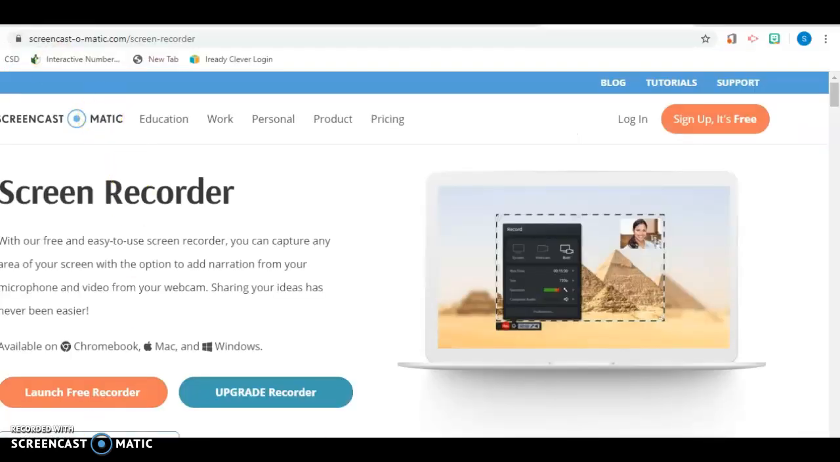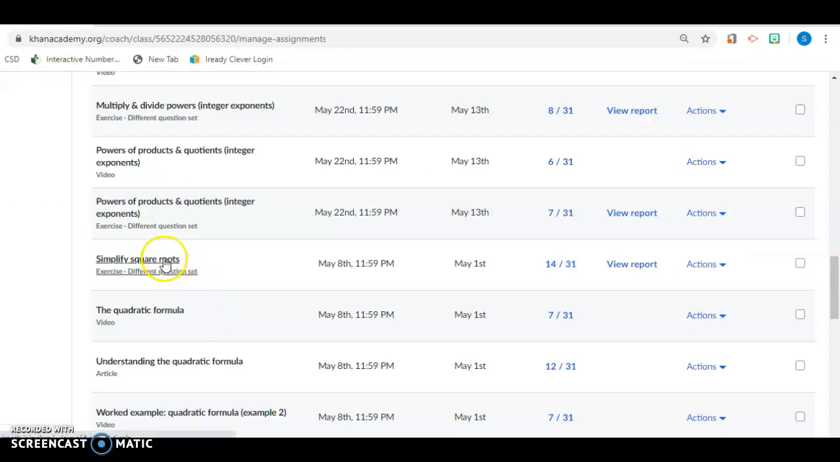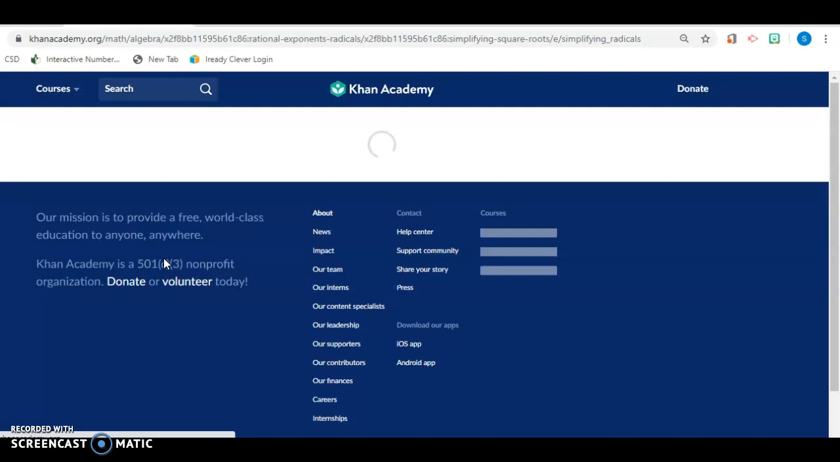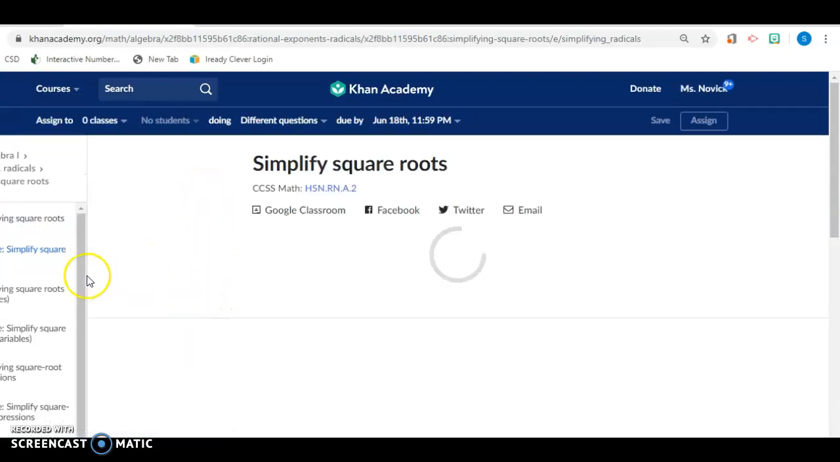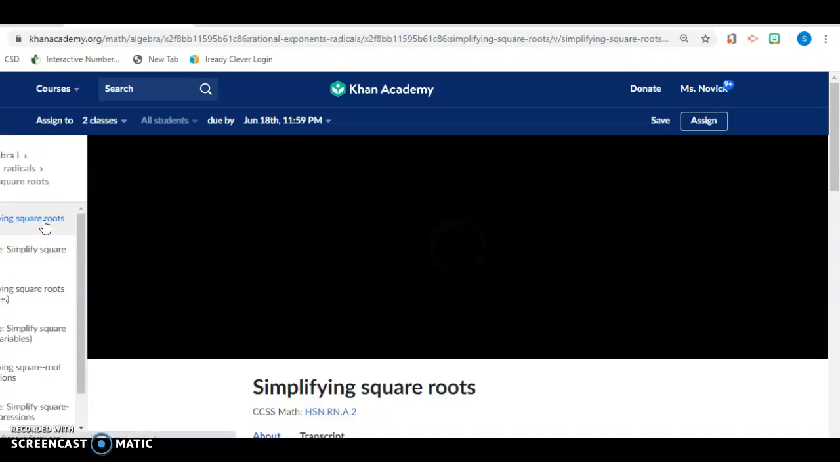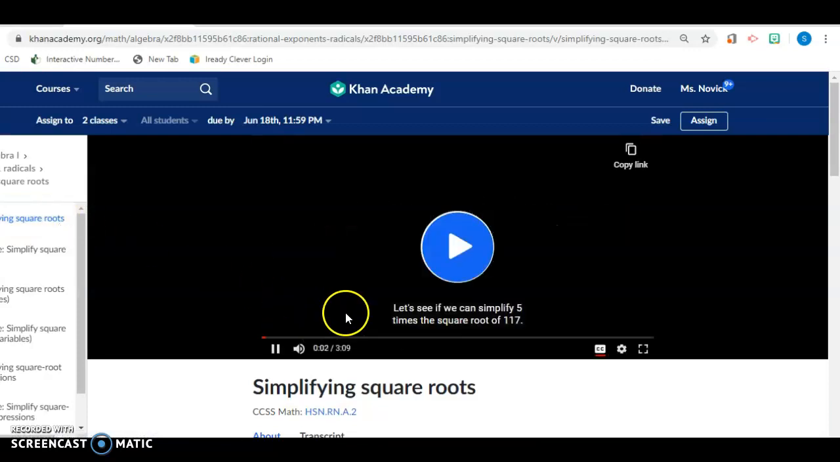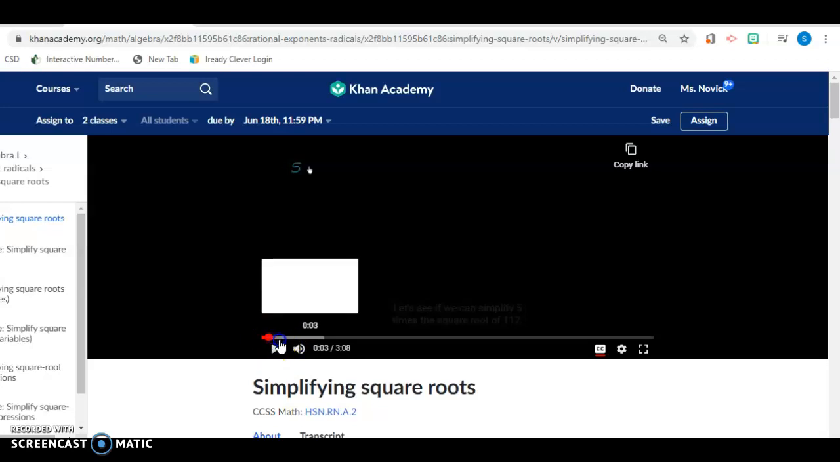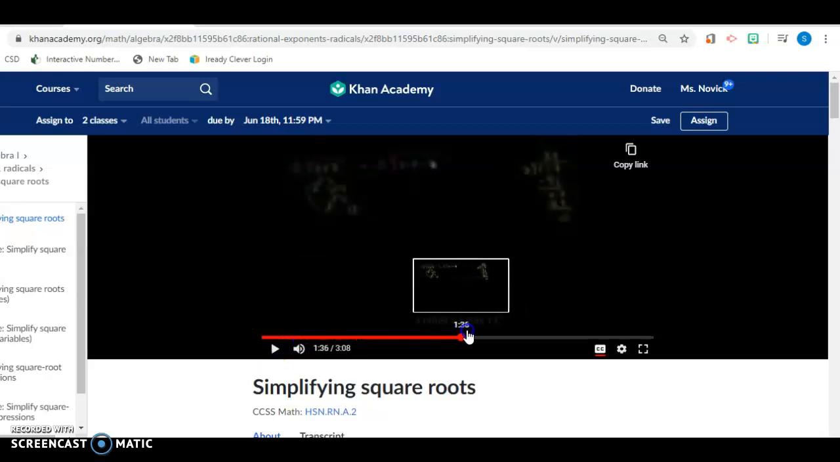So if we go to our Khan Academy, I'm looking at simplifying square roots. I can see this is the problem, and this is what your page should probably look like. You just want to go one above it where it says simplifying square roots, and there's a video that you can watch. It's a 3-minute video. Let's get to the part that maybe I can explain.